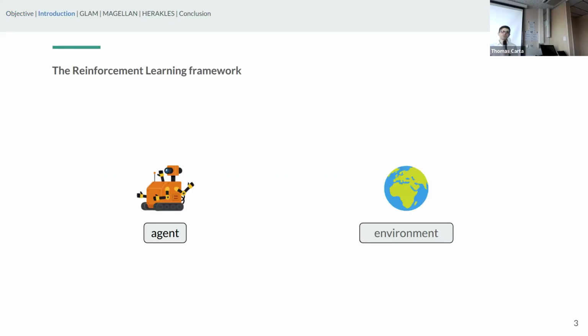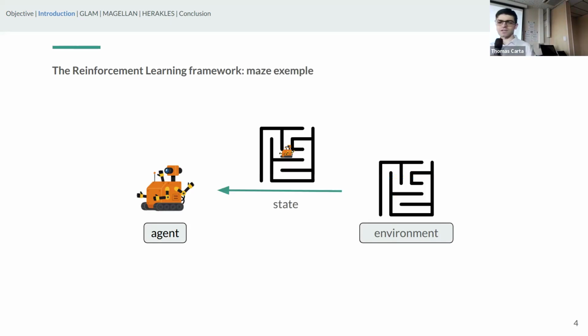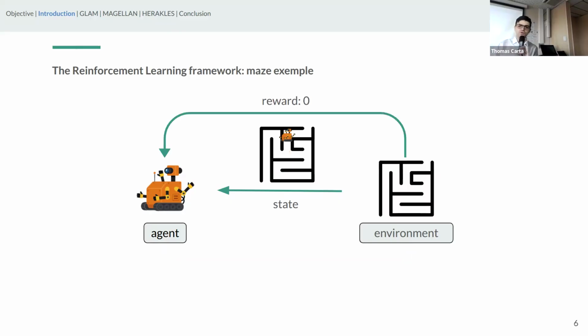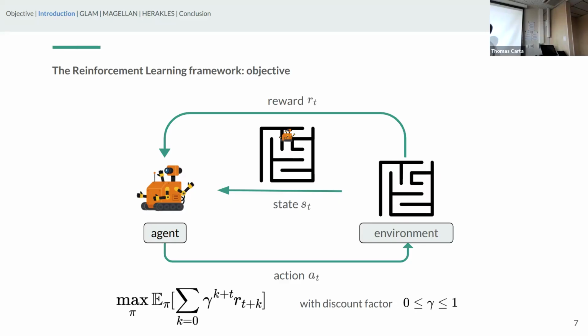So to study the interaction between an agent and its environment, we are placing ourselves in the reinforcement learning framework. In this framework, for the sake of the example, we are taking a maze. The agent observes a state, so its position inside the maze, and then generates an action. For instance, here, move. And the environment returns a new state that can be observed by the agent, so a different position inside the maze, and the reward, that is 0 until the maze is finished, when it turns to 1. And the goal in the reinforcement learning framework is to maximize the discounted sum of reward. The discount factor here means that a future reward is less preferable to one that we get right now.